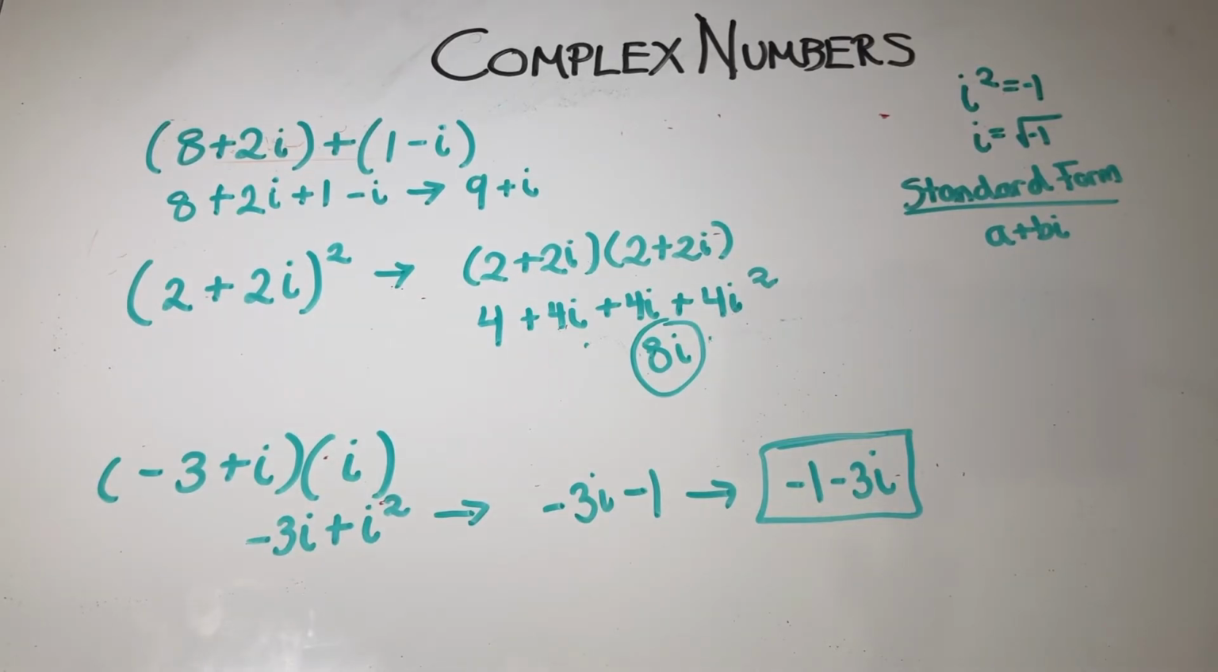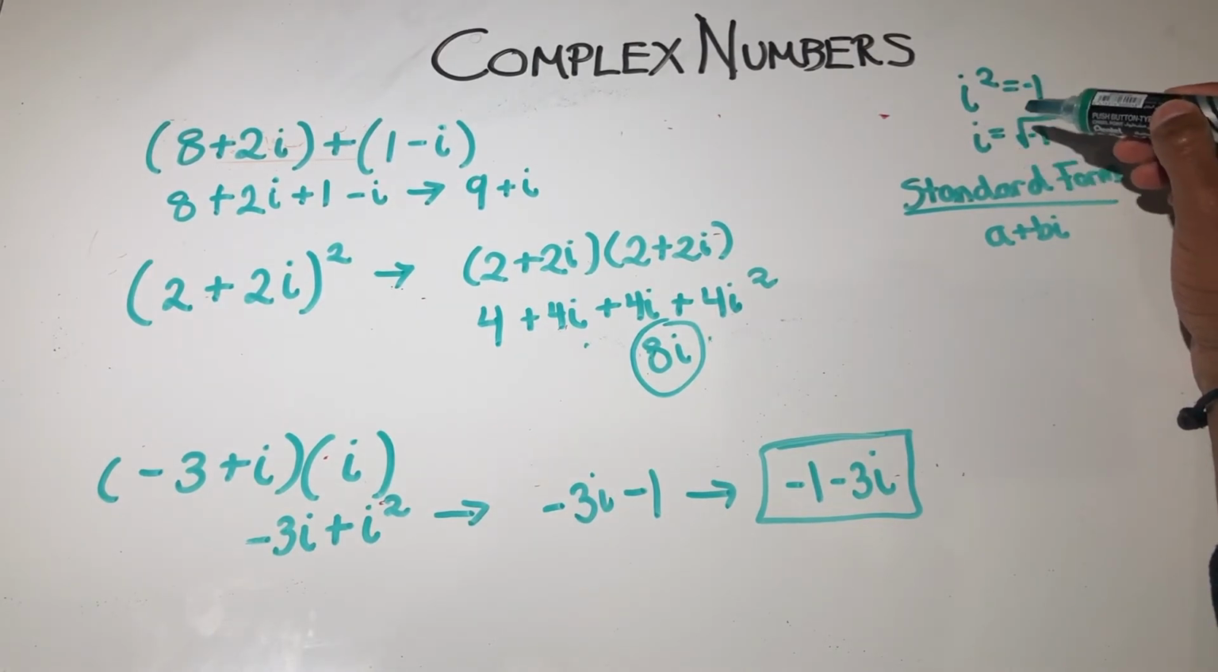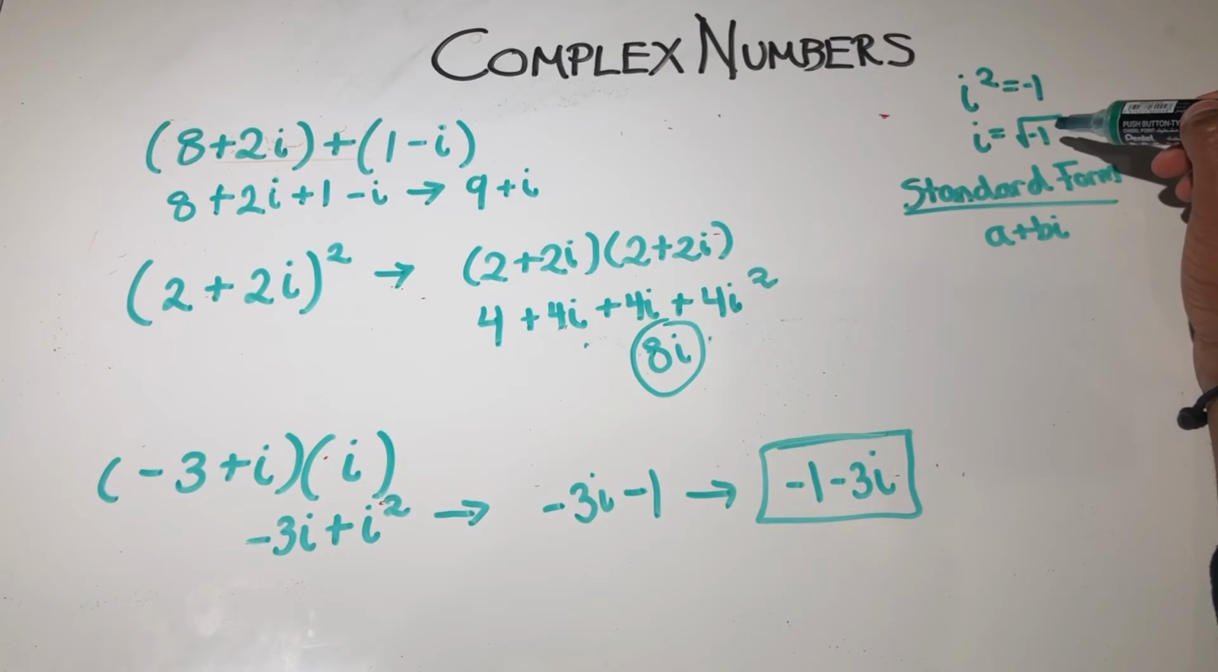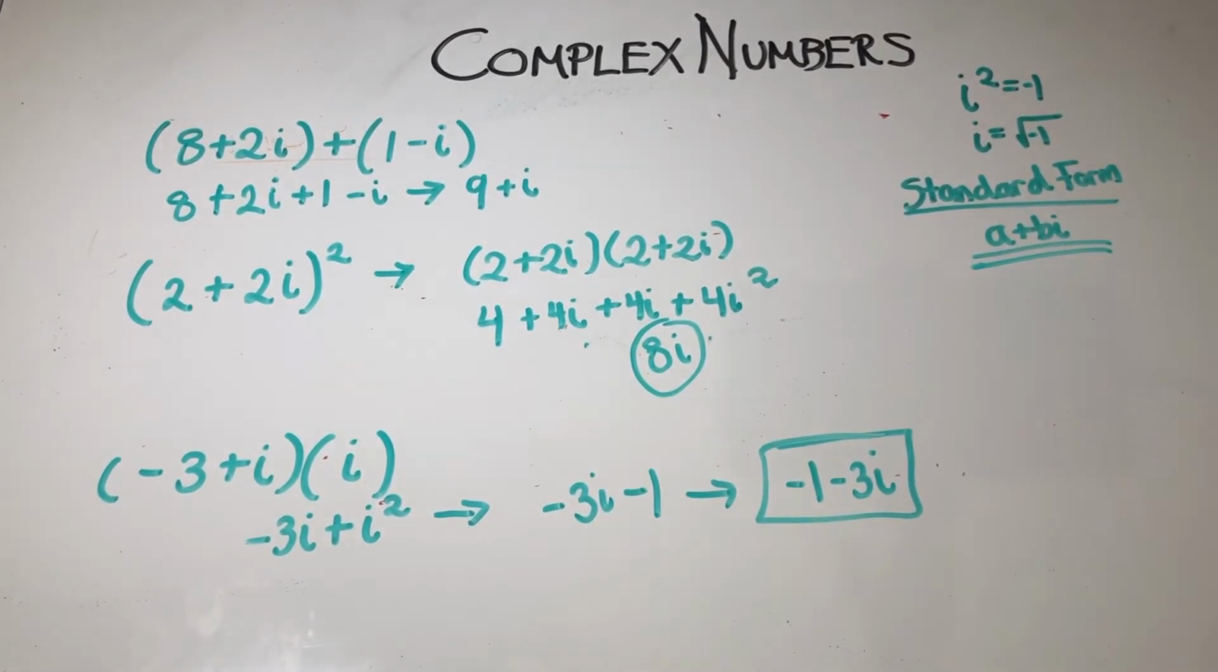So this is pretty easy. It's just some basic algebra, as long as you remember the information I've written here: i squared is equal to -1, i is equal to the square root of -1, and then the standard form of a complex number is presented as a plus bi.